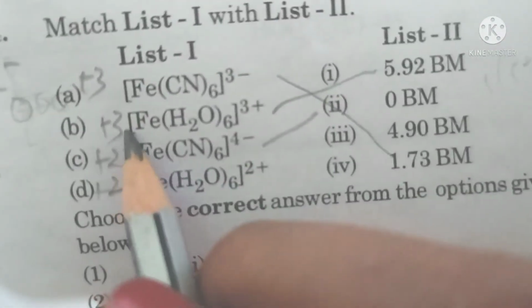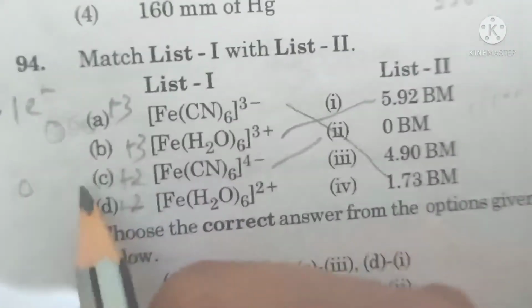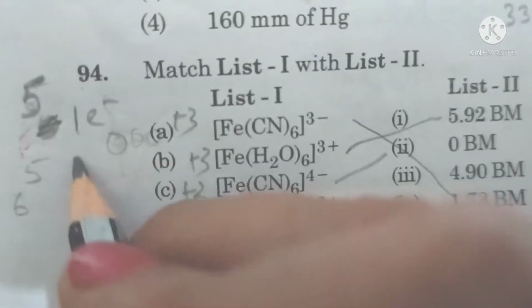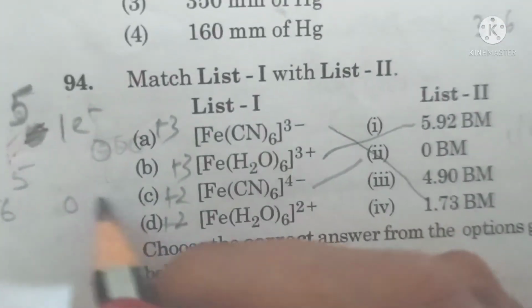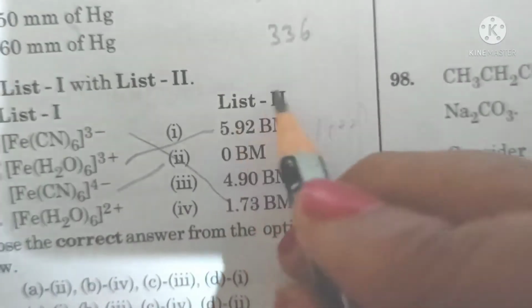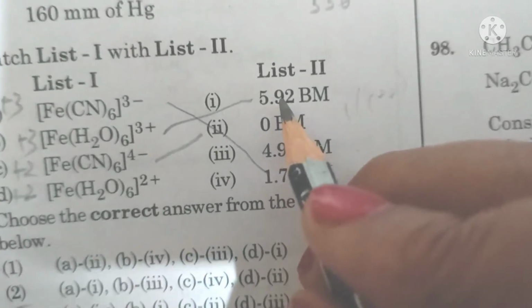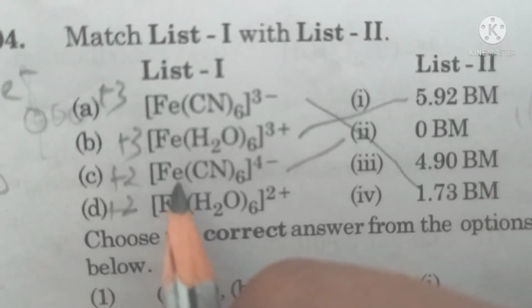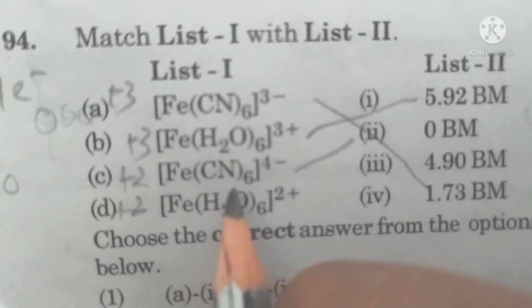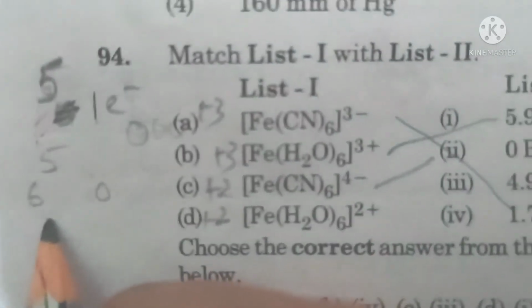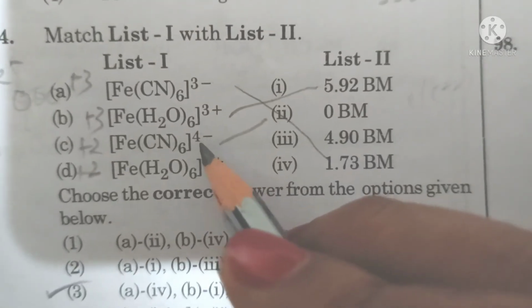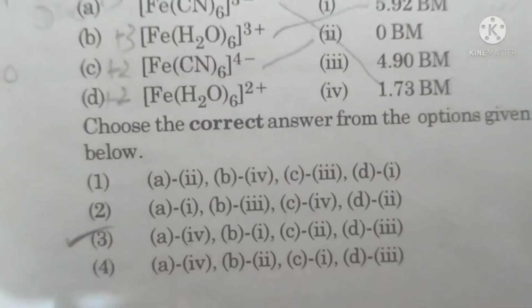Here it is in +3 oxidation state, but water is a weak field ligand, so the 5 electrons will move 3 to t2g and 2 to eg. So in all there are 5 unpaired electrons, and the whole under root will give the value 5.92. Then for C, with the +2 oxidation state and d6 in the d orbital, because it causes pairing, all 6 are paired up, so there are 0 unpaired electrons, so the magnetic moment will be 0 Bohr magnetons. So for option C it is 0. So option 3 is the correct answer.